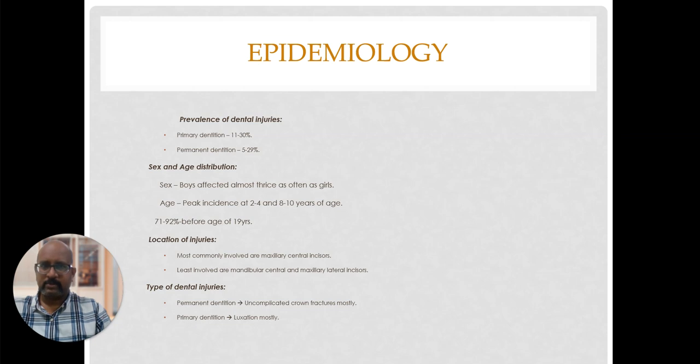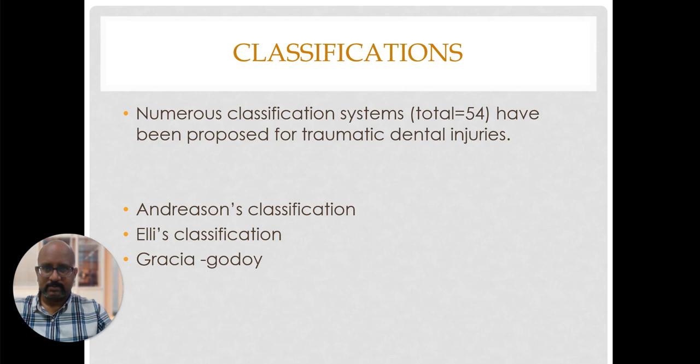If you see the epidemiology of injury, there is a higher occurrence in primary dentition compared to permanent dentition. Boys are more prone to injury than girls. The peak incidence is seen at 2 to 4 years and 8 to 10 years. As for location, maxillary central incisors are most commonly involved, more than the mandibular incisors. The type of injury in primary dentition is luxation injury. In permanent dentition, it is complicated or uncomplicated fractures.